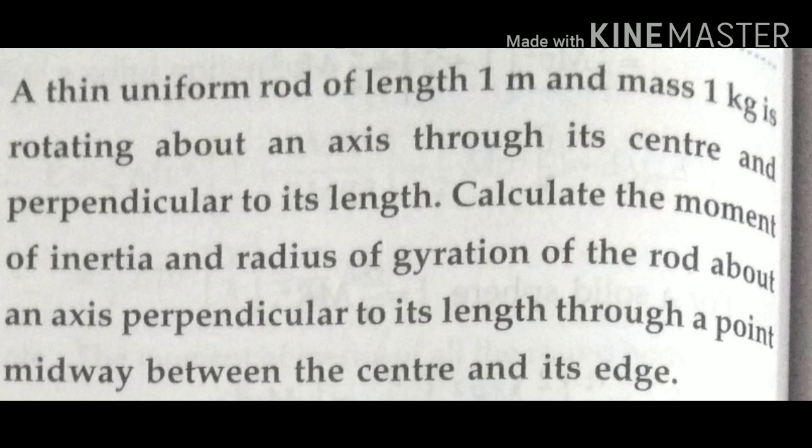A thin uniform rod of length 1 meter and mass 1 kg is rotating about an axis through its center and perpendicular to its length. Calculate the moment of inertia and radius of gyration of the rod about an axis perpendicular to its length through a point midway between the center and its edge.